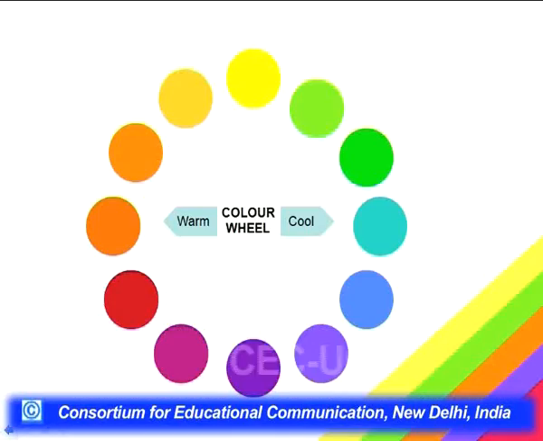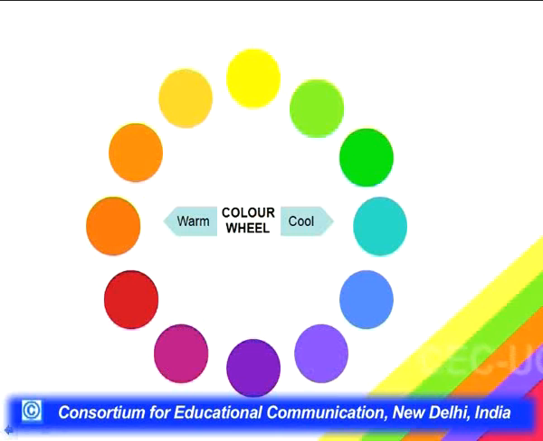In order to identify the colors, graphic designers have identified 12 colors which are visibly distinct, and they have given them names. With the help of these colors, they have developed a color wheel. Let us understand this color wheel, which is used for making a color scheme.